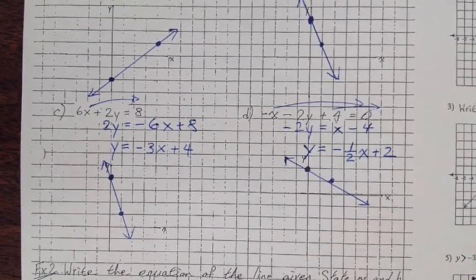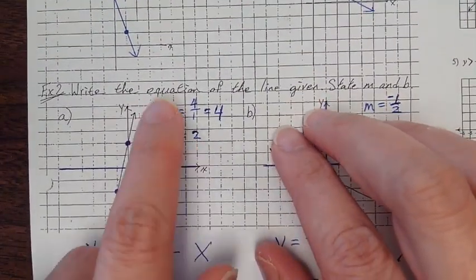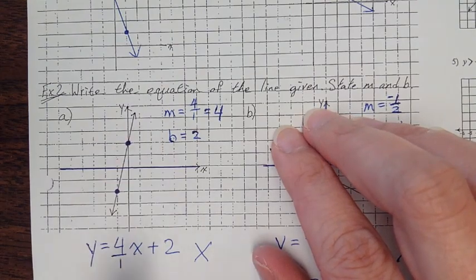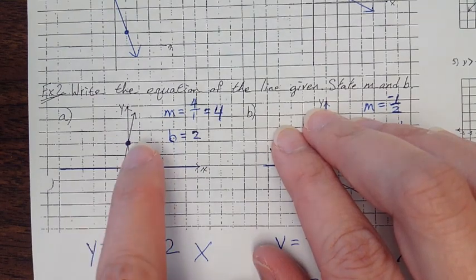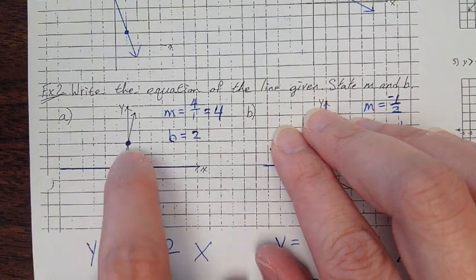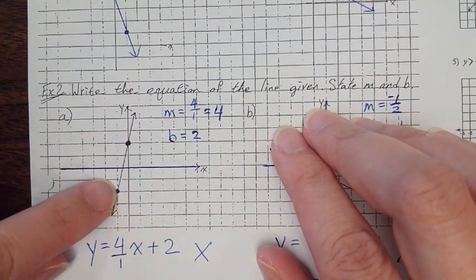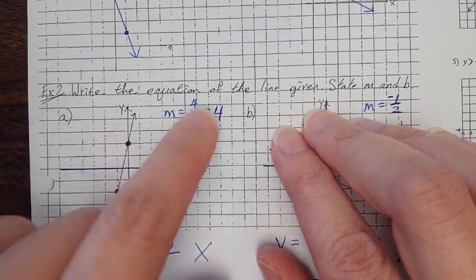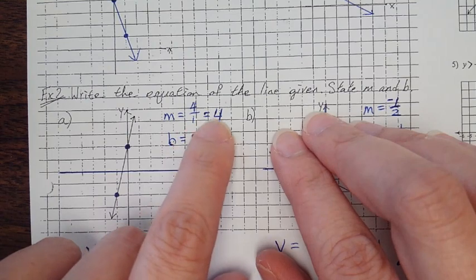Okay, number 2 right here. I gave you guys a line, and then I gave you 2 points. So I gave you this point and this point. So just looking at it, you can tell that your y-intercept is right here, which is 2. And then going from the left point to the right point, you do your rise over run. So how do you get from here to here? You go up 4 and then 1 to the right. So your slope is 4 over 1. Now 4 over 1 is just the same as 4. So you should technically write that your slope is 4.